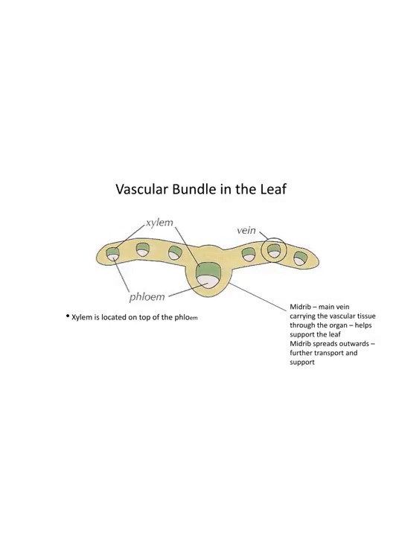Looking next at the leaf, so this is in the midrib. And the midrib is the main vein. So if you ever look at a leaf, it has that vein structure.